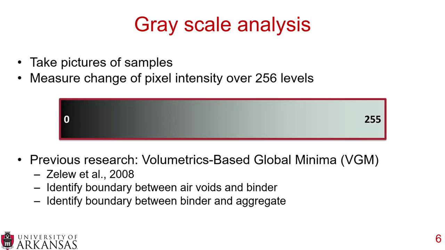So hot mix asphalt is composed of asphalt binder and aggregate, as we saw previously, and there's also air voids within that structure. And so this previous research looked at, can we use a grayscale analysis to identify the boundaries when we're seeing an air void in an image, when we're seeing an asphalt binder in an image, and when we're seeing aggregate in an image.